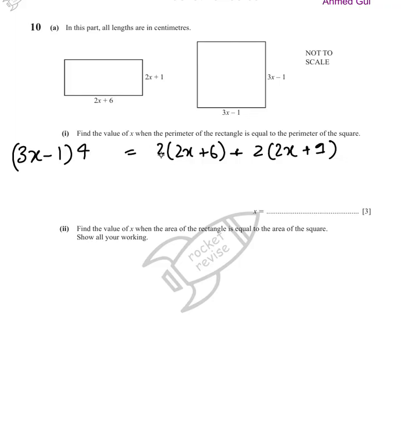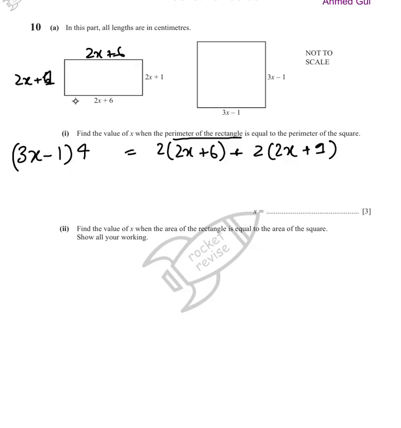What does the question say? Find the value of x when the perimeter of the rectangle is equal to the perimeter of the square. How do you find the perimeter of the rectangle? First of all, let's label the sides that are not labeled. Okay, 2x plus 1. The perimeter of the rectangle is found when all of the sides are added together. Just like that, the perimeter of the square is found when all of the sides are added together. If we were to find the perimeter of a square, it's 3x minus 1 for one side, and we multiply that by 4 because the square has 4 equal sides.